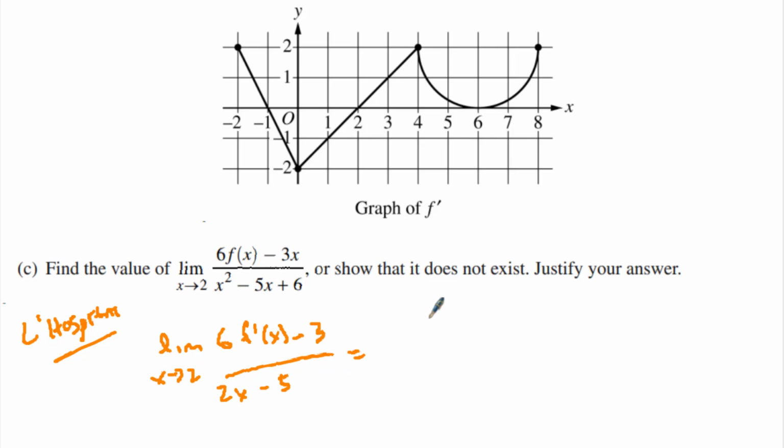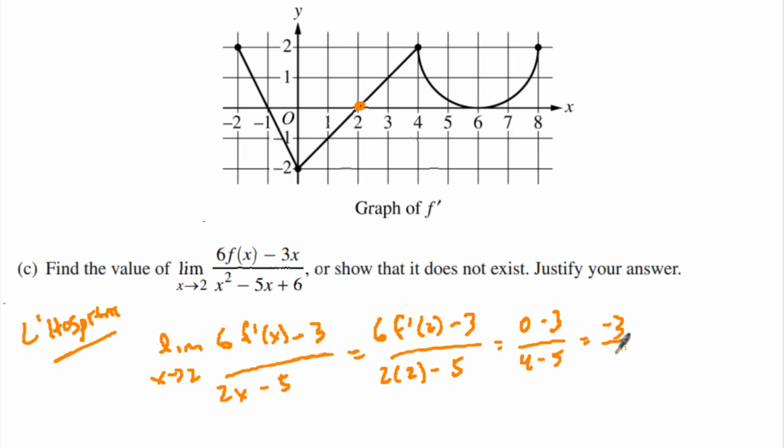And now I can put in 2. So I have 6 f prime of 2 minus 3 over 2 times 2 minus 5. So let's see what we get here. We are going to get f prime of 2. Well, f prime of 2 is 0. So that's 0 minus 3 over 4 minus 5. And I get -3 over -1, which is a limit of positive 3. We had to use L'Hopital's on that guy.